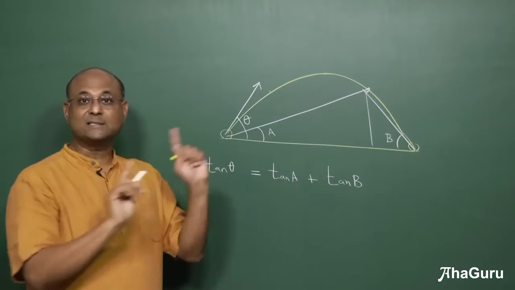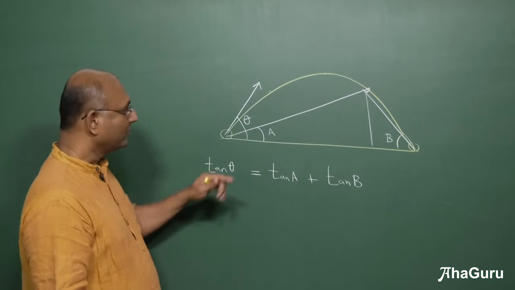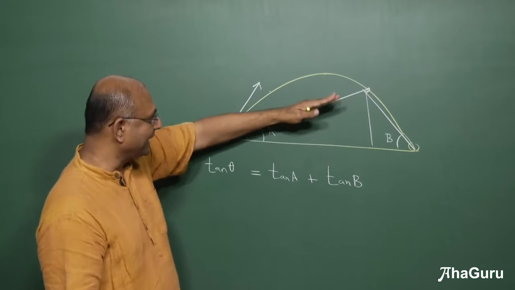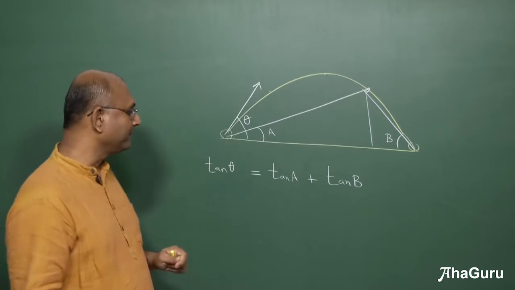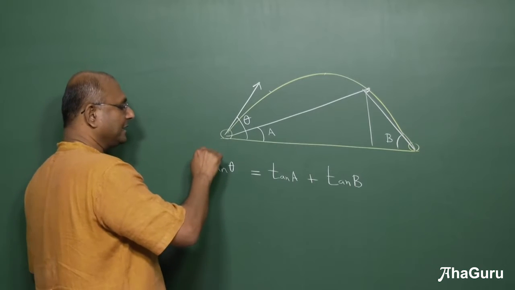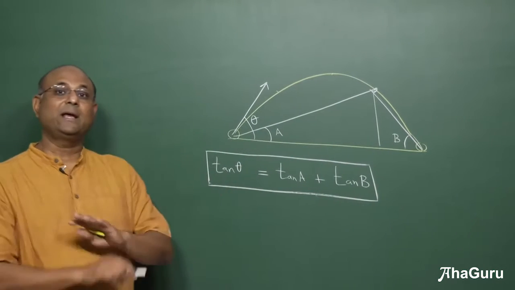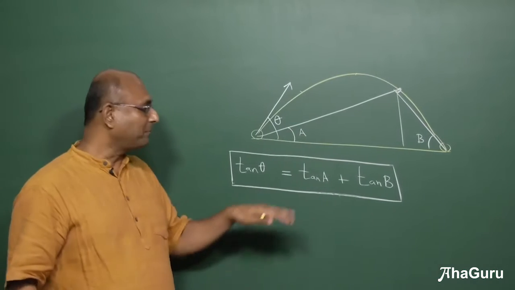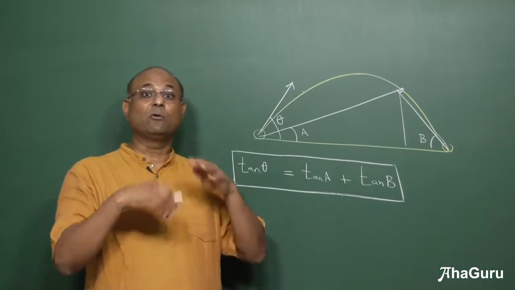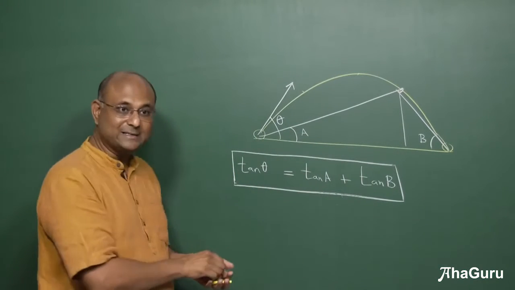Notice tan A is not the same as tan theta, because this is a point which is somewhere there. So tan A is much less than tan theta, right? Now tan theta is tan A plus tan B. This statement turns out to be extremely useful. So the power is not in this statement, the power is in how you use it. Let us look at an example.